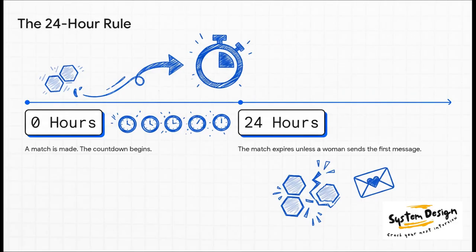But the tech's job isn't over yet, because now, one of Bumble's most famous features kicks in, the 24-hour rule. The system itself has to enforce this, and it uses that same Redis cache we just talked about. When a match is made, it sets a time to live, or a TTL, on it. It's literally a 24-hour countdown timer that starts ticking the second you match.